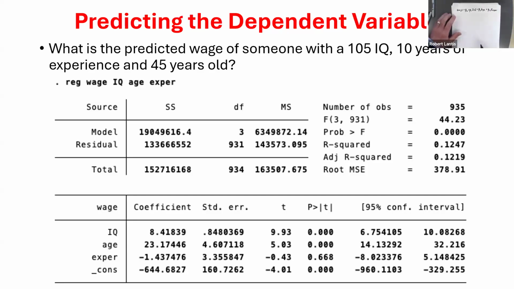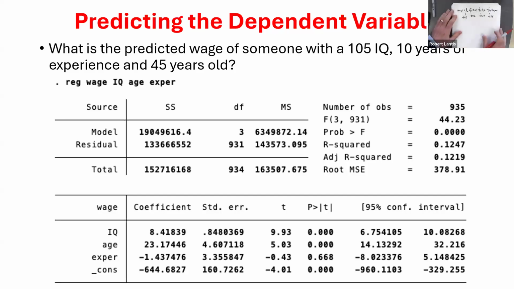Now I gave you the output. So what does that output include? The estimates for every single one of these slope coefficients. If we look at that, I'm going to round pretty egregiously here, but the constant was 8.42, 23.17, and negative 1.44. So if I want to know the predicted wage of someone who has 105 IQ, 10 years of experience, and is 45 years old, what do I need to do here?